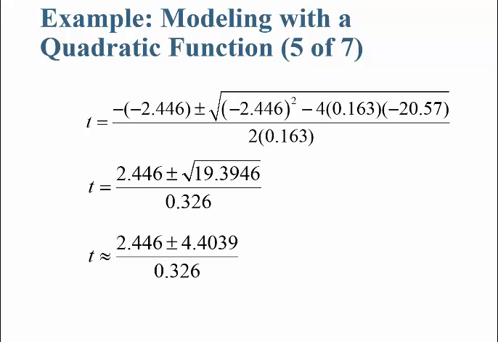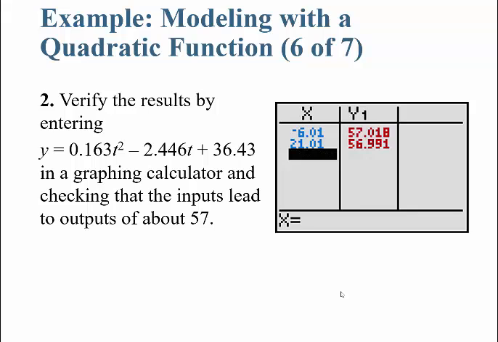Taking the square root, you get the following here. Breaking it up and just using your calculator to solve, you're going to get two values. t is equal to negative 6.01. The other value is t is equal to 21.01. All right, you can verify the results in your calculator. It works out.